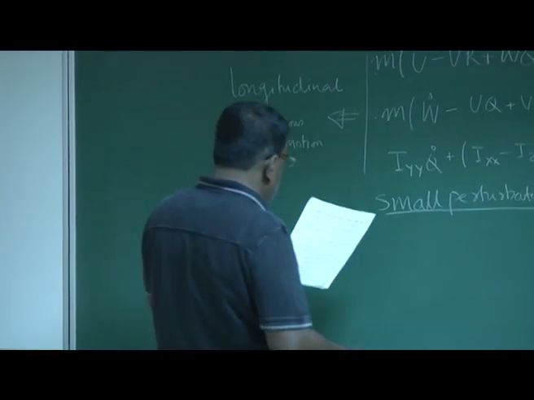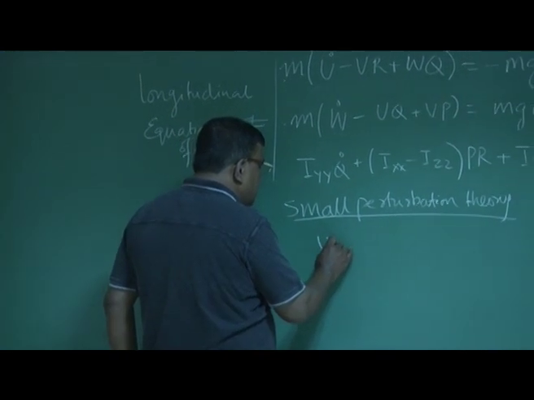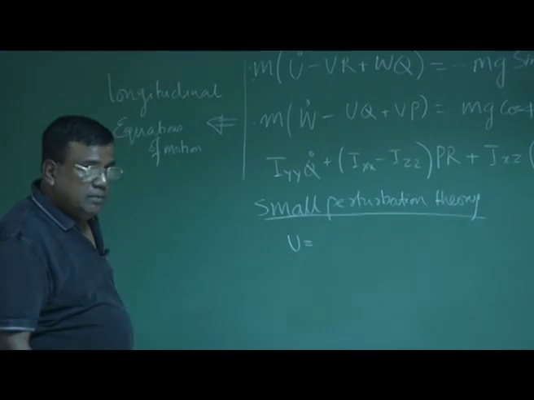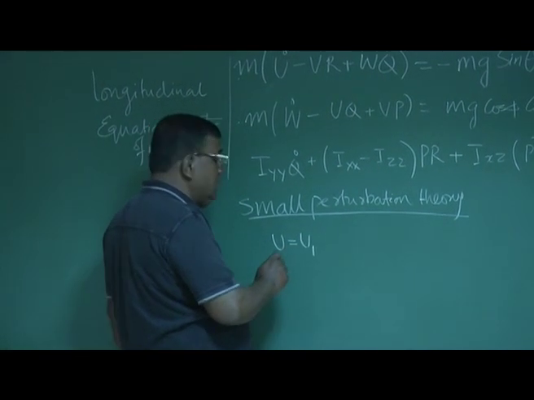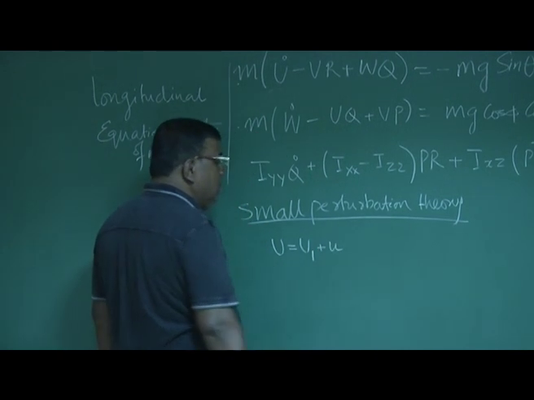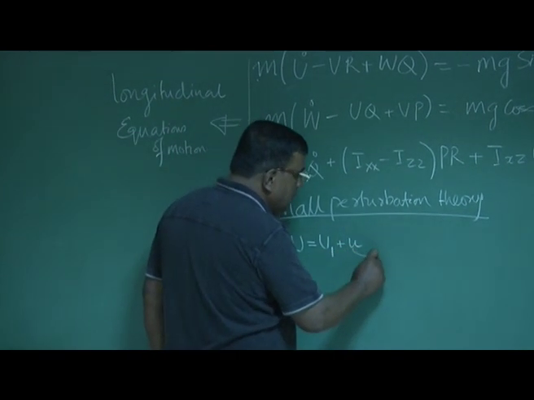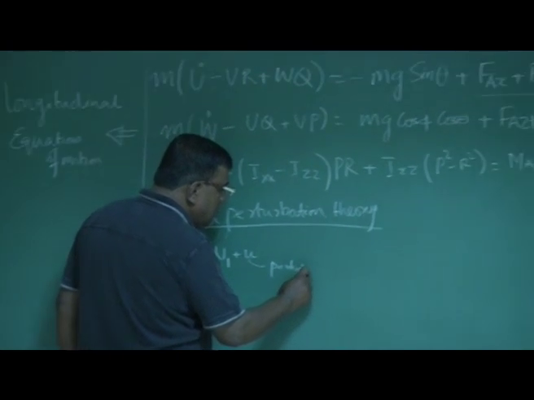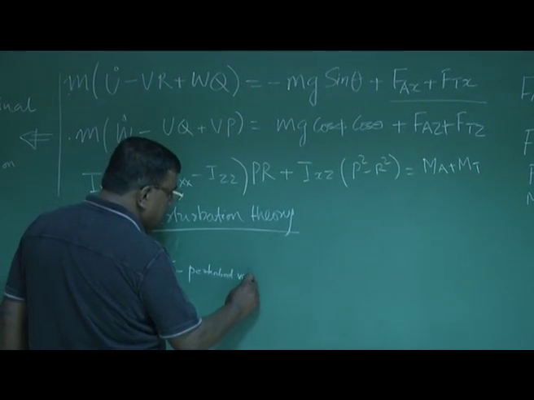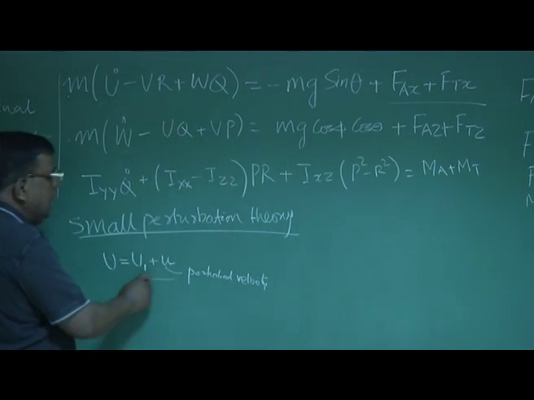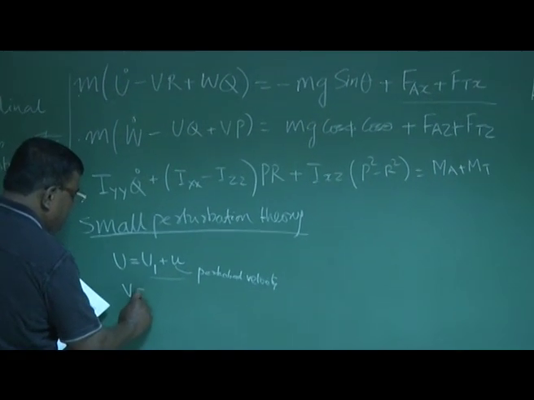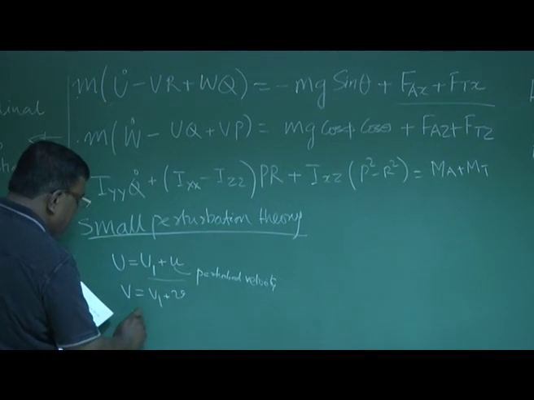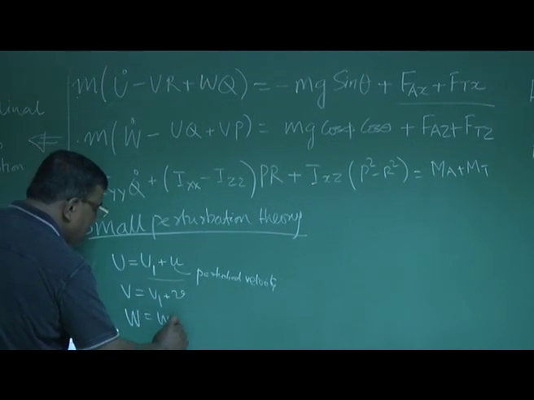So let us say we represent u, the total velocity after giving a perturbation, after giving a disturbance, as u1, that is the speed at steady state, plus a small quantity, the perturbed quantity u. So this is the perturbed velocity. Clear? So you could see that we are using that linear approximation. Similarly, we can write v equal to v1 plus small v, w equal to w1 plus small w.